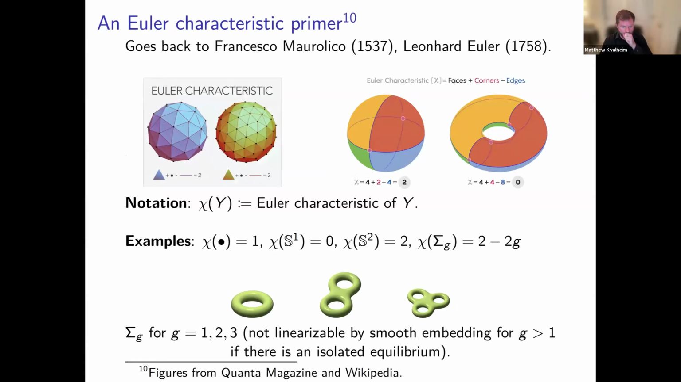So the Euler characteristic, if you have a triangulation, is just this alternating sum, vertices minus edges plus faces and so on. And for example, if you have flows on this pretzel down here or this three-way pretzel down here, if there's an isolated equilibrium, then the flow is not linearizable by a smooth embedding because they have negative Euler characteristic. I should say, if all the equilibria are isolated.